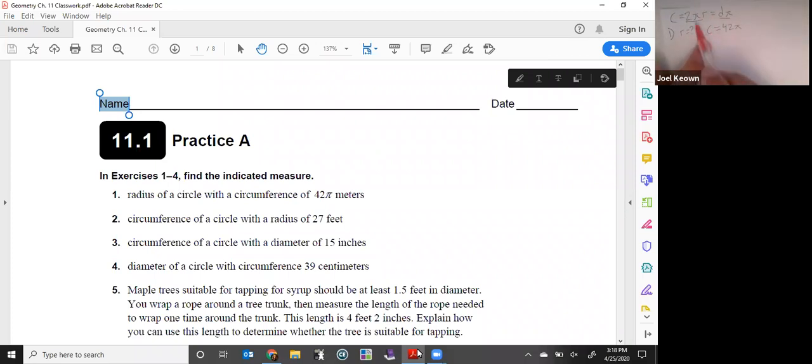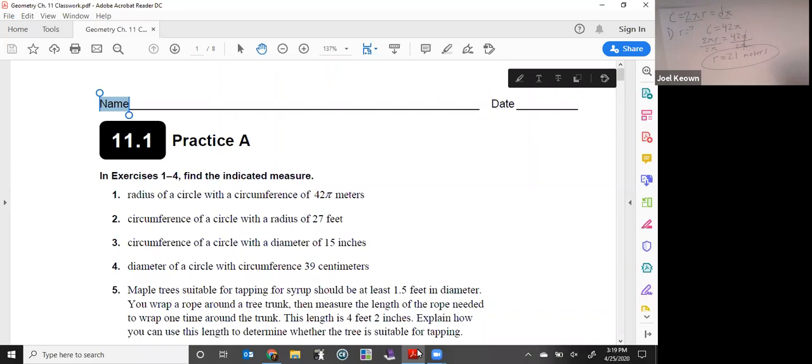So I'm going to say circumference is 2 pi r. So 2 pi r equals 42 pi. Divide both sides by 2 pi. The pi's cancel out. 42 divided by 2 is 21. So r equals 21 meters.